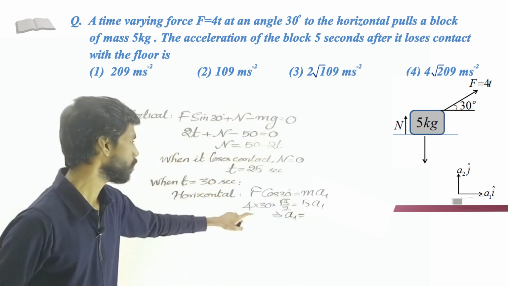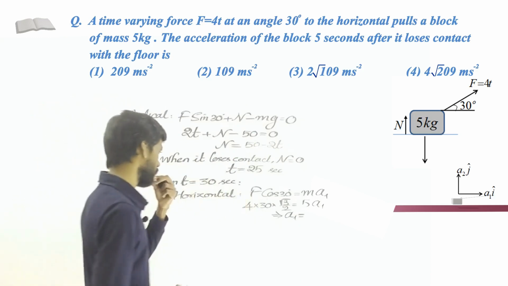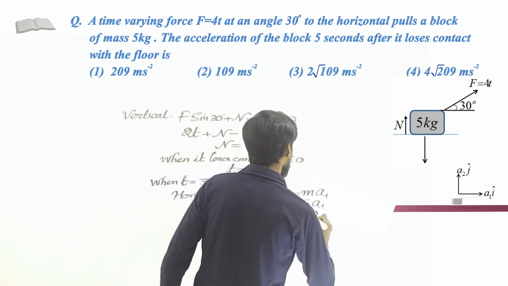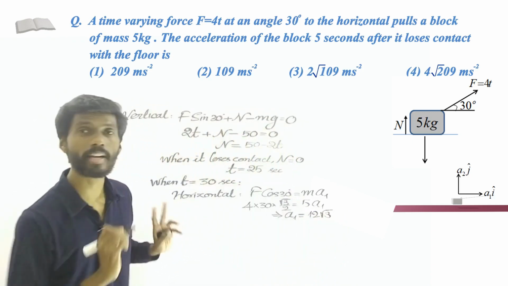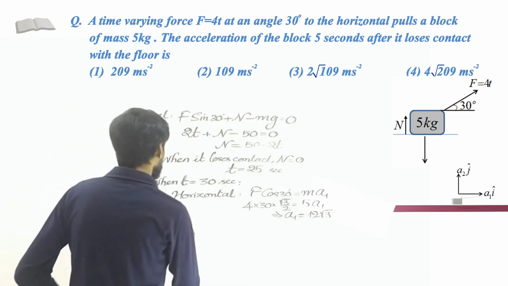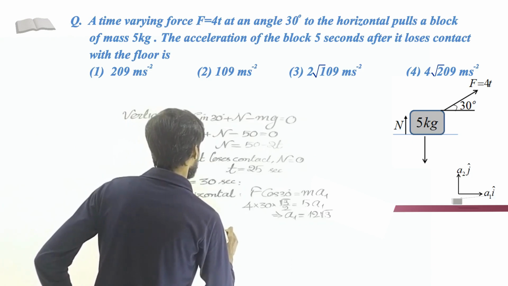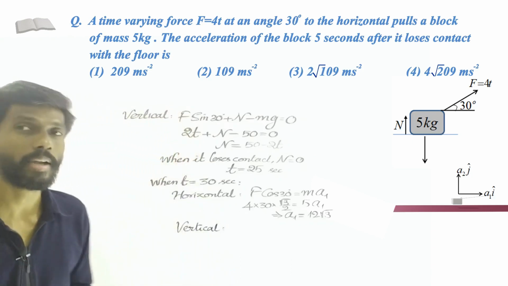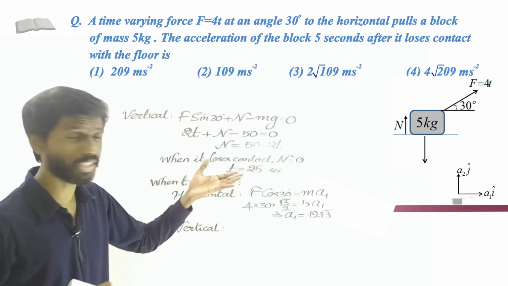So what is this value? This is 2 multiplied by 30, so 60 divided by 5. So 12 root 3 is the acceleration in the horizontal direction. Now similarly we will find the vertical acceleration. So what are the forces acting in the vertically upward direction? No normal reaction, because normal reaction has become 0 when it loses contact with the floor.